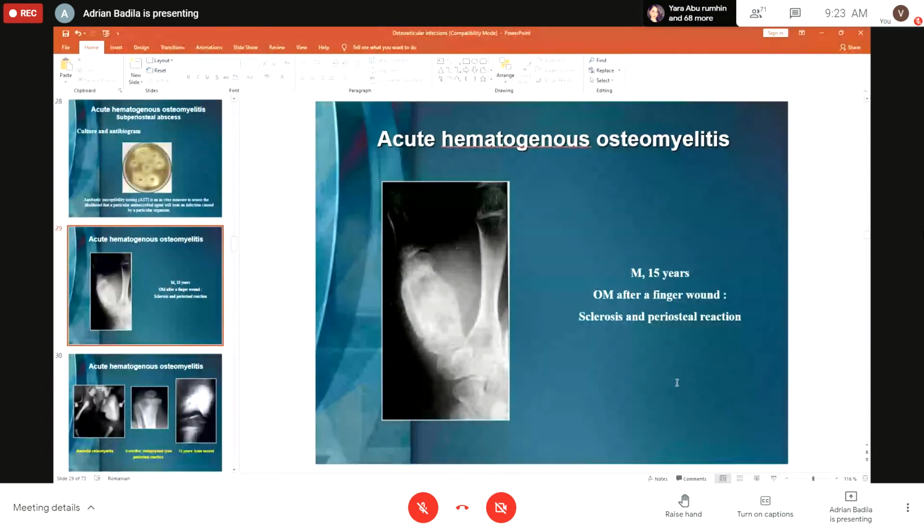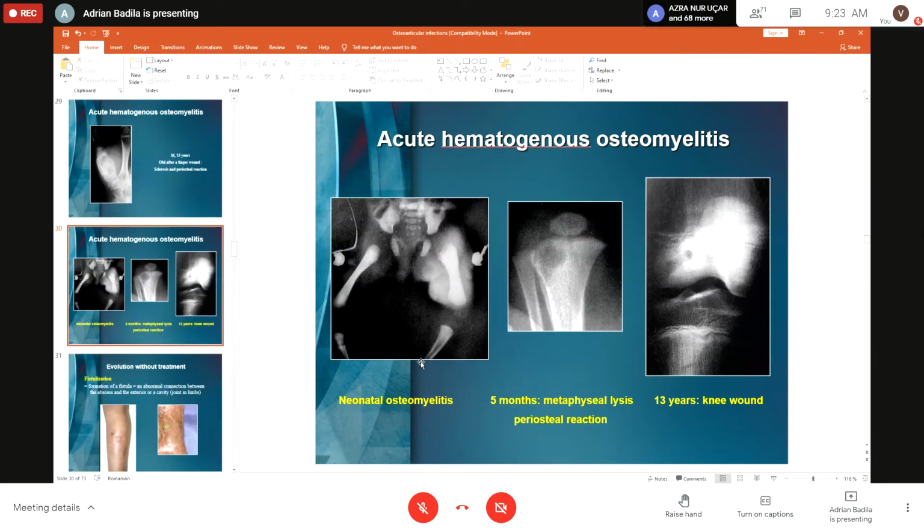Different examples with radiological signs for osteomyelitis. Here we have a male patient of 15 years. We have acute osteomyelitis after a finger wound with sclerosis of the first phalanx and periosteal reaction. The periosteal reaction is this gray image around the bone.